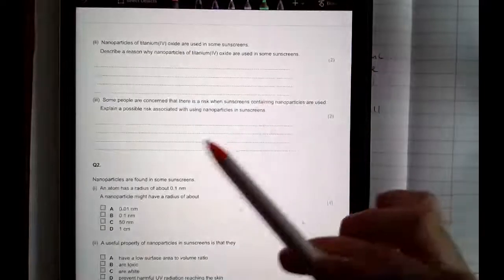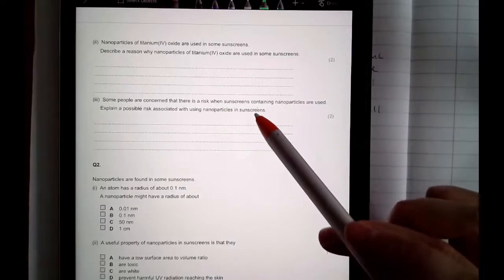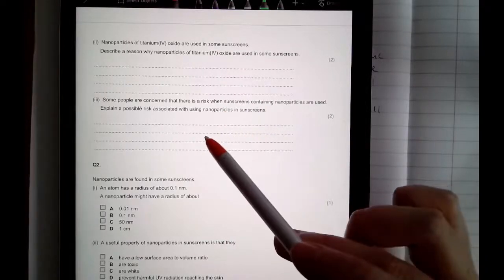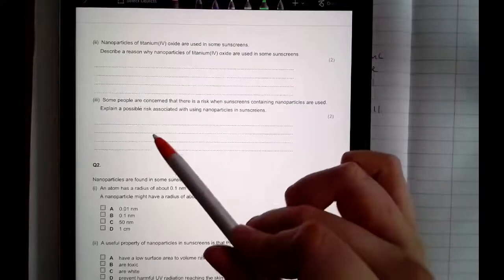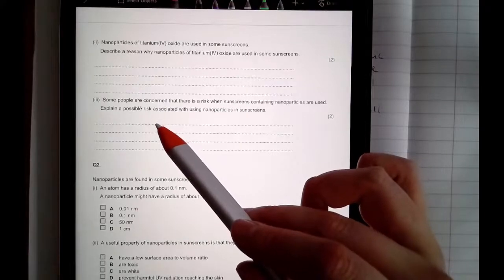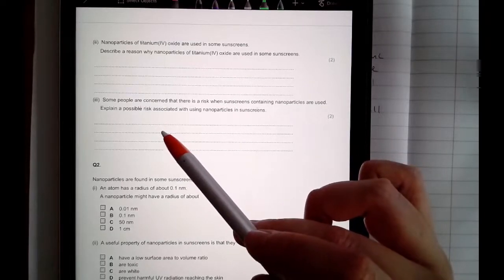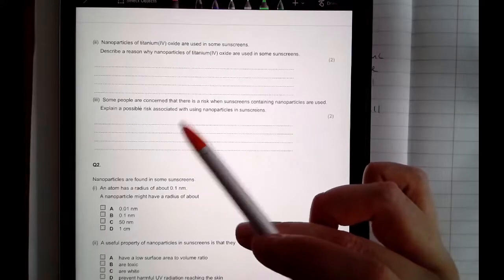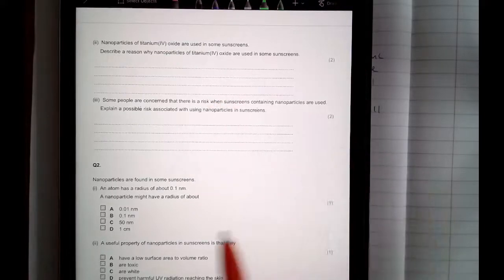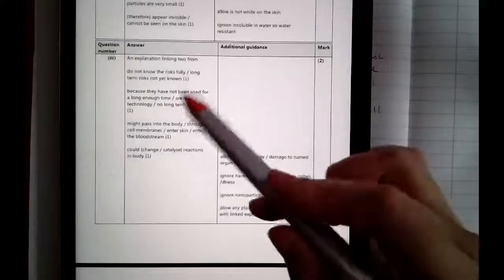The next question, some of them are concerned that there's a risk when you're using sun creams containing nanoparticles, and why. And as I said before, nanoparticles are new, and because they're new, we don't know their long-term effects. So that's one thing you can say. The other thing you could say is that they're so small that they can get through the skin into the bloodstream, and they could affect the chemical reactions taking place in your body. So here's the mark scheme.